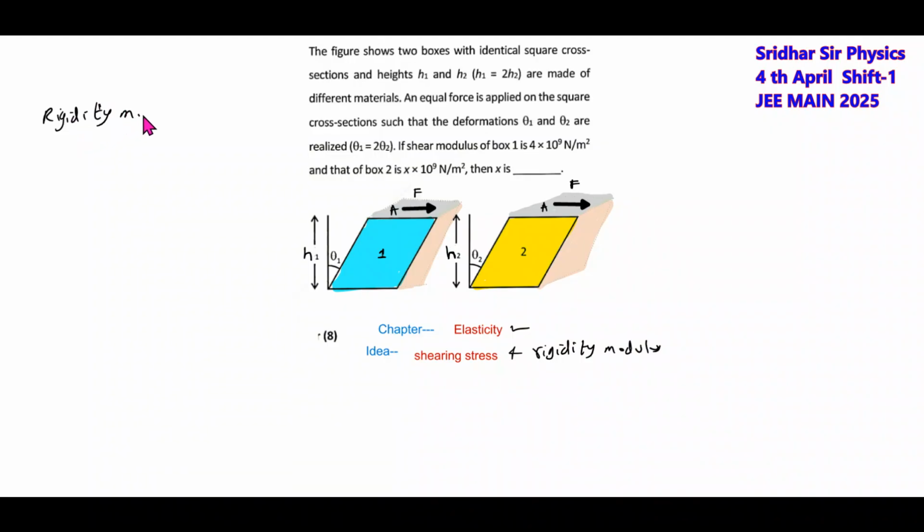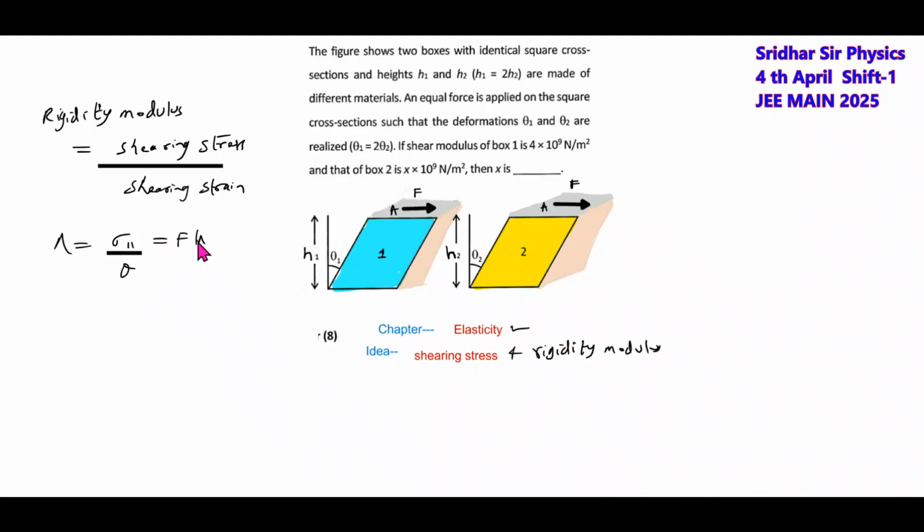Rigidity modulus equal to shearing stress by shearing strain. The symbol will be like this. Shearing strain is theta, tan theta will be theta. This will become F by A, tangential force per unit area. A force is applied on the upper face, and this upper face will undergo deformation. Actually, it will be like this. When you apply this force, it will undergo deformation.